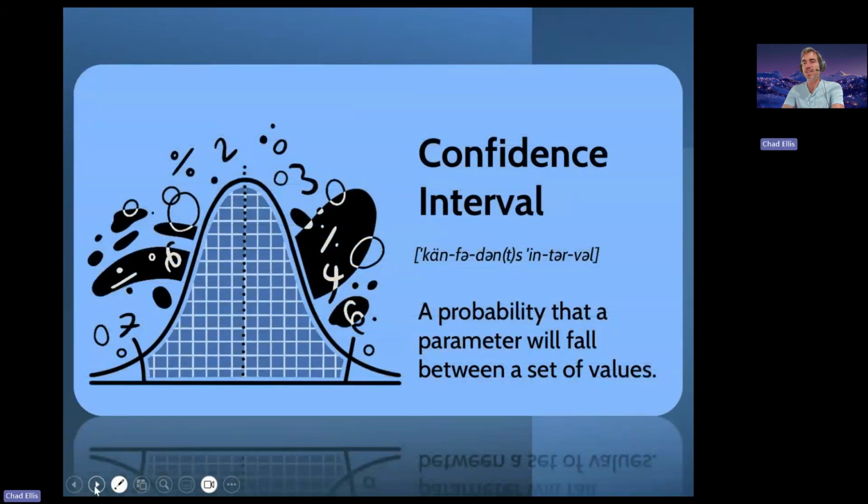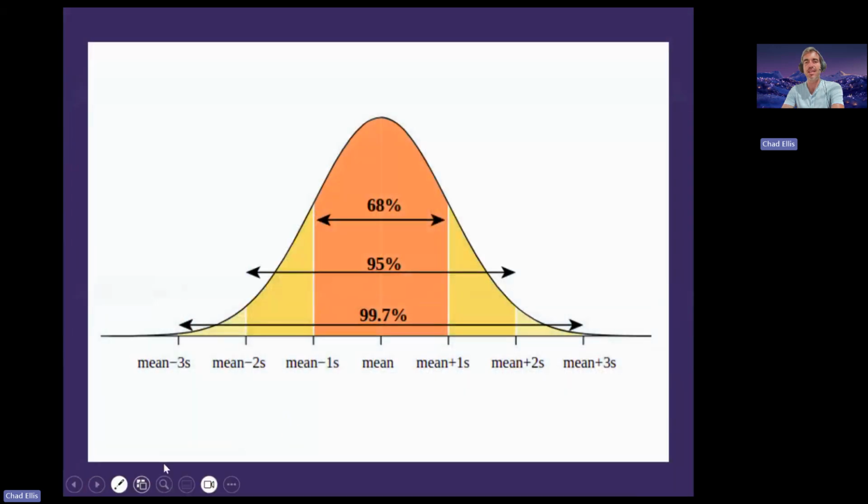So this is what's known as the confidence interval, right? This allows us to determine a probability that the parameter, in this case the population mean, is going to fall between 2 sets of values, or within a certain range. This is what the confidence interval is. And again, it comes down to the premise of the normal distribution, right? Where 1 standard deviation or 1 standard error above and below covers 68%, and up to 3 standard deviations above and below covers almost 100%.